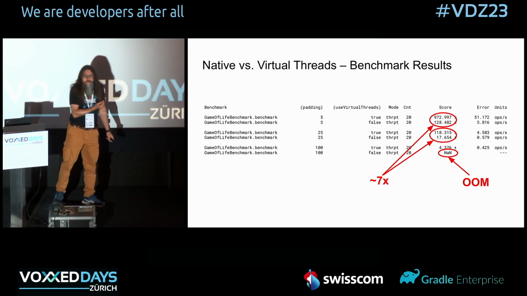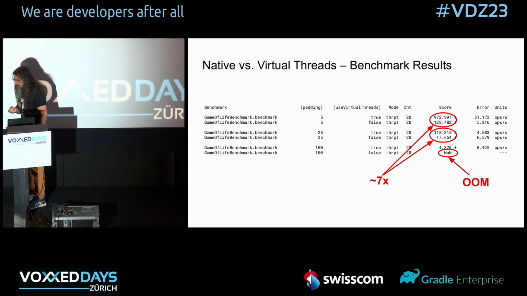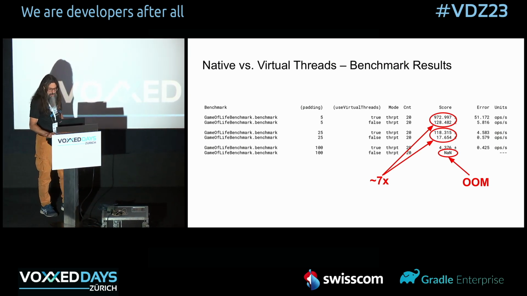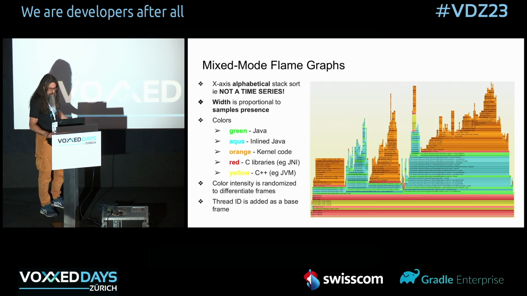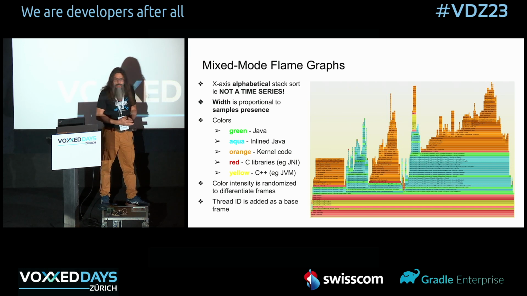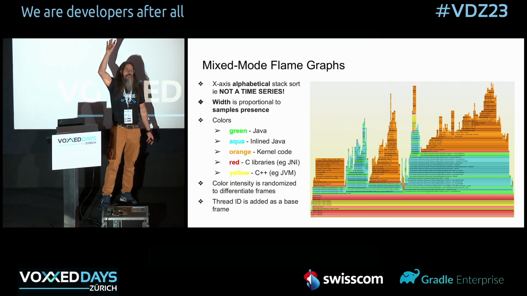So then I tried to figure out: okay, yes, virtual threads are really performing a lot better in this case, but why? So I tried to do some flame graphs of these different executions. Who knows how to read a flame graph?